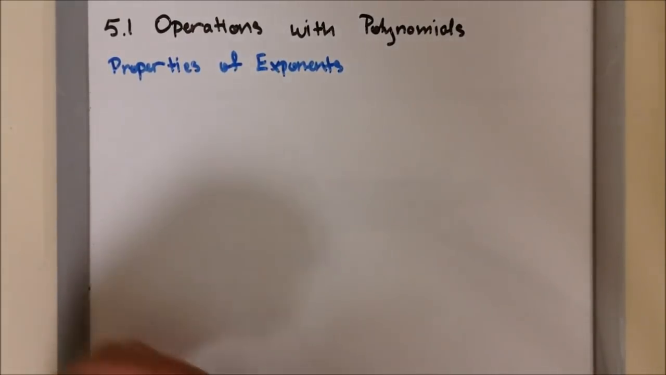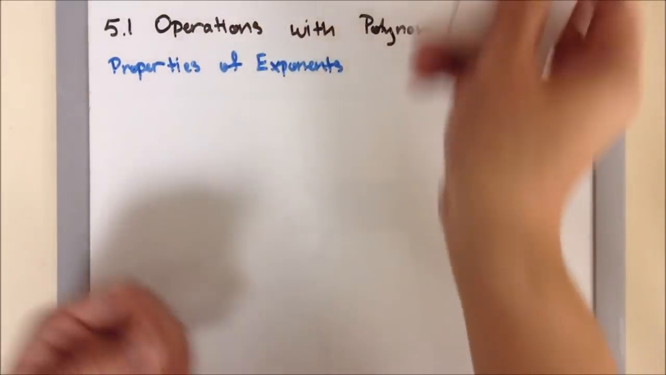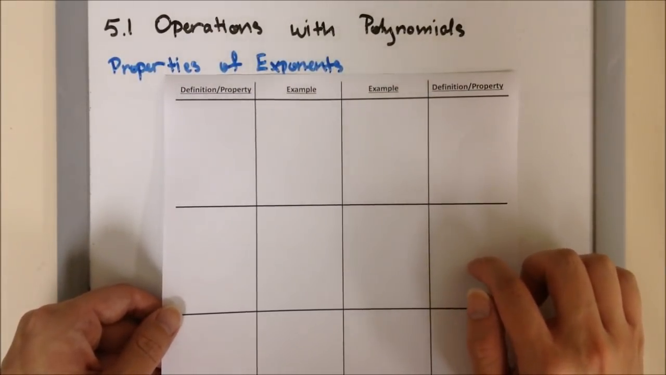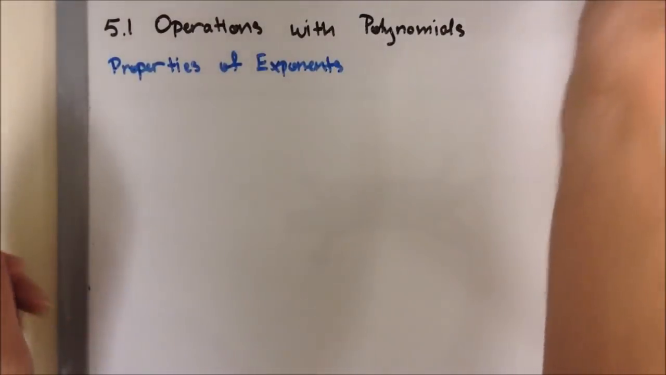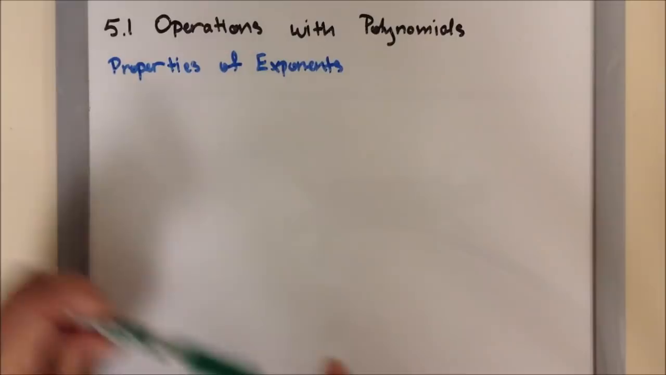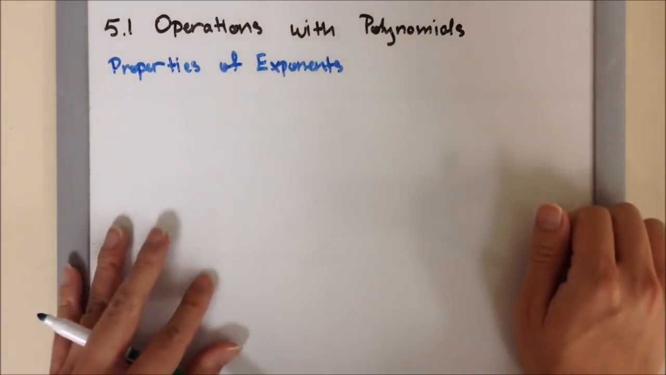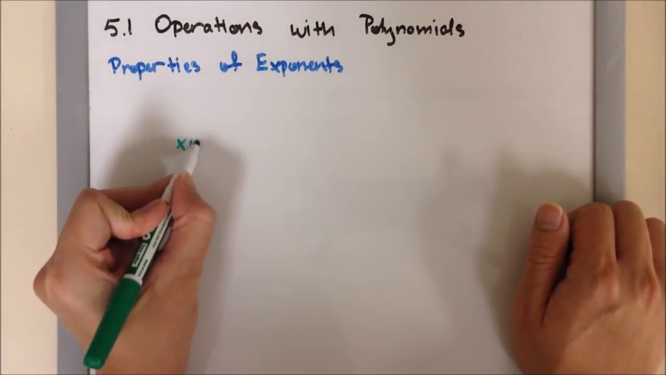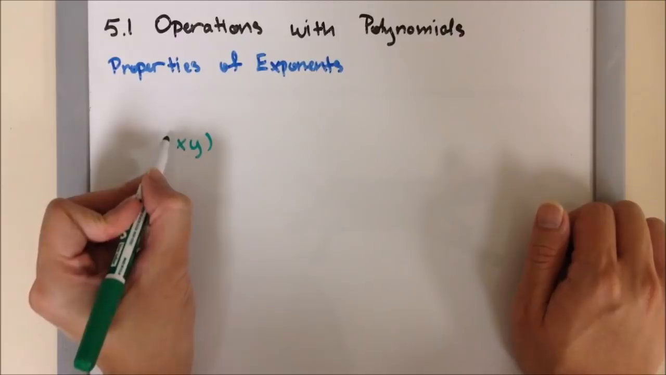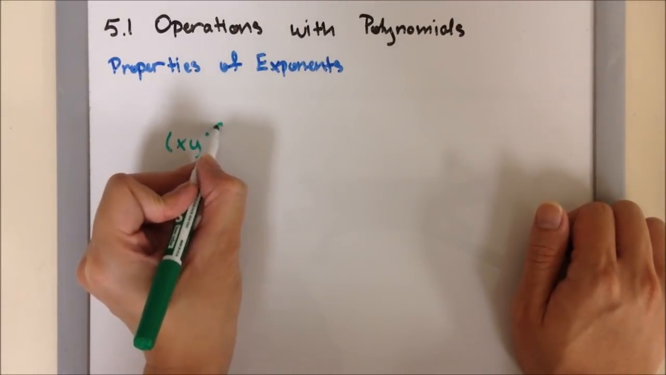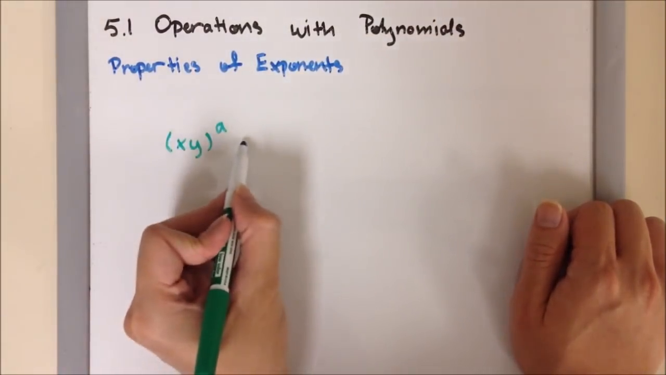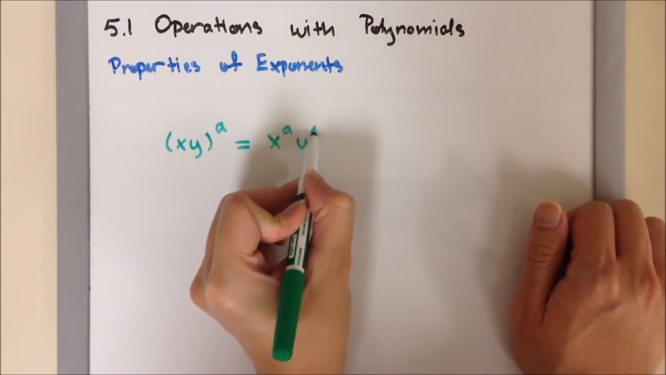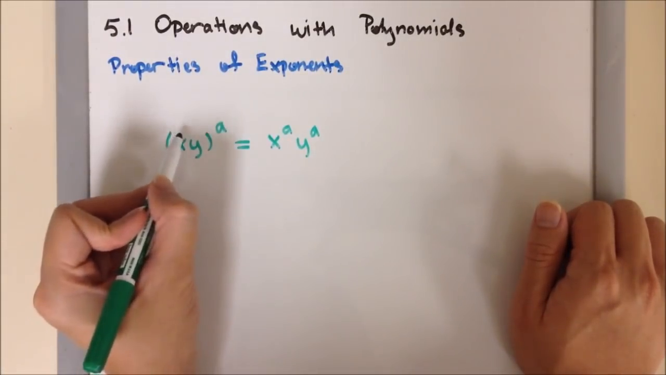In the next part, we're going to be talking about power of a product. So I repeat, power of a product. So we're going to be working in this square right here. So the property, the definition of power of a product is when you have x times y, that's the product, raised to the same exponent, which is in this case a, then it simply means x to the a power, y to the a power. So I basically distribute the exponent.